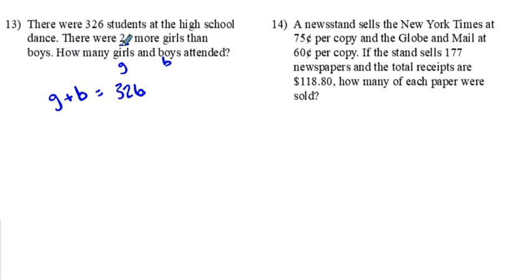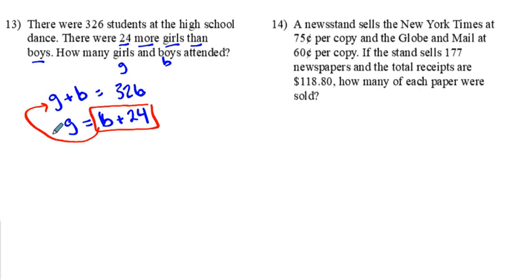But it does tell us there were 24 more girls than boys. So girls equal the number of boys plus 24. However many boys plus 24 will give us the number of girls. And now we have a system. That system is set up really well because the number of girls is solved for already, so we can substitute it in for this G.